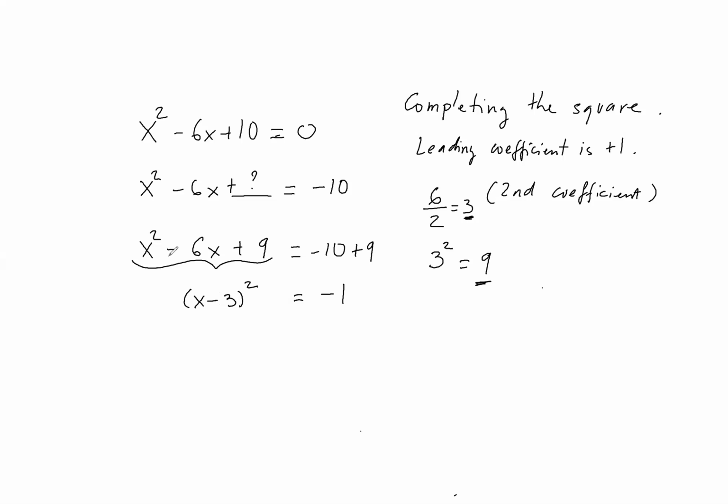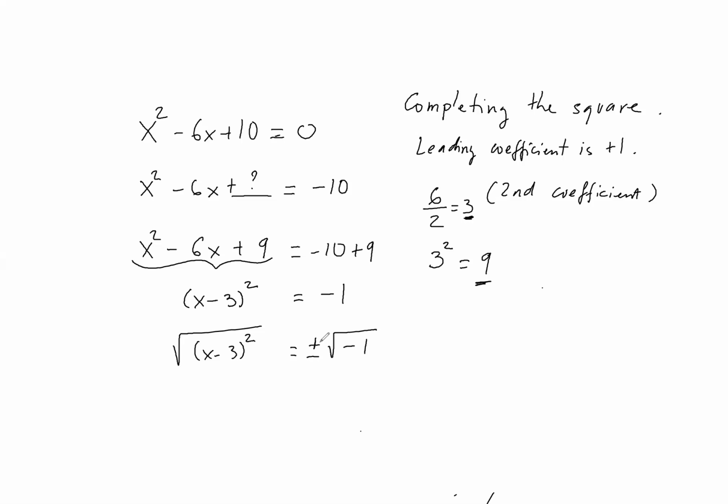Now, you have a new quadratic equation. In order to solve this, we are going to take the square root of both sides. So let's take the square root of both sides. We have the square root of x minus 3 quantity squared equals the square root of negative 1. And when you take the square root, you know there will be 2 answers, plus and minus.